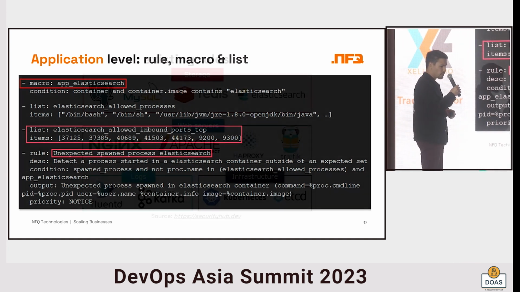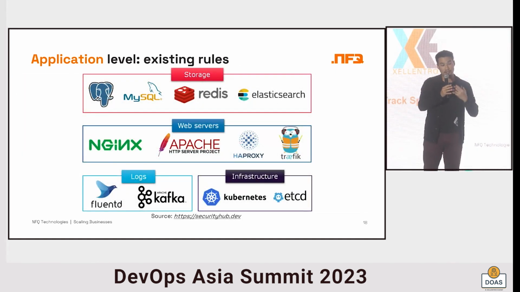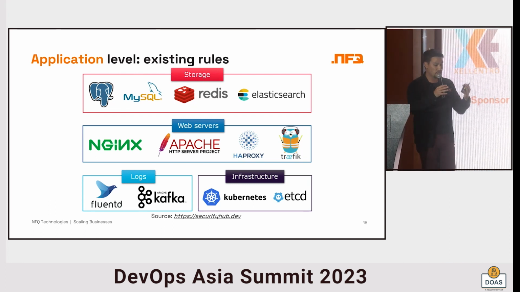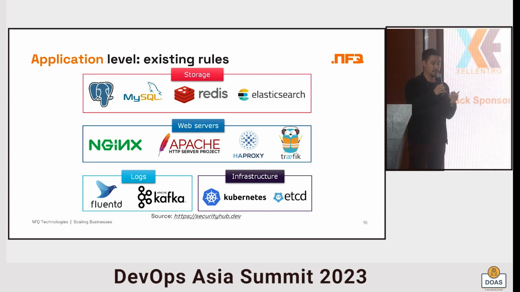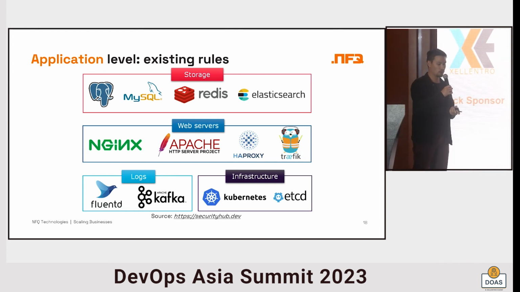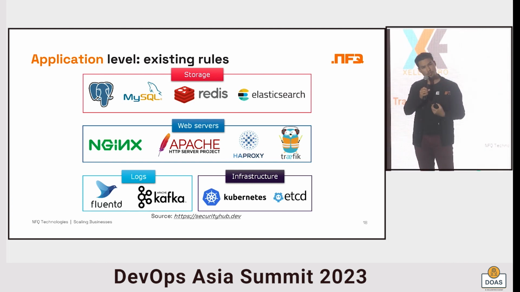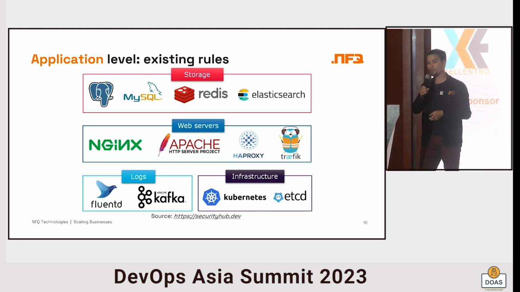So again, there is a series of rules that already exist at the application level for very famous and already covered stacks. It can be MySQL, Redis, Elasticsearch, Postgres, etc. So you can already reuse these rules and adapt them a little bit depending on your setup.